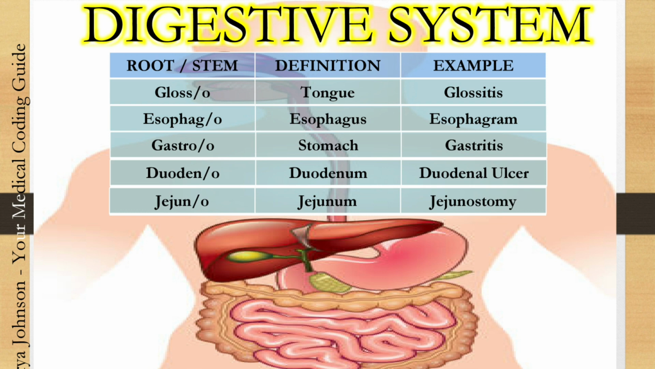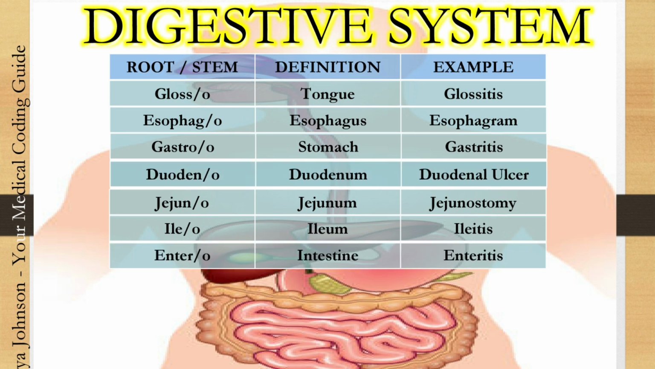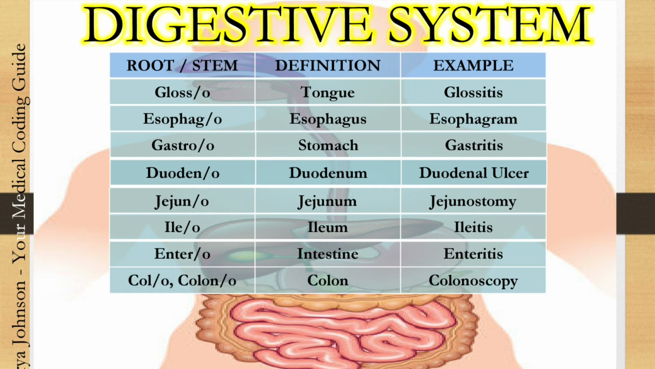Example for jejunum is jejunostomy. Ostomy means artificial opening, so an artificial opening in the jejunum. The next one is ileo, which is ileum. Example, ileitis, which means inflammation of the ileum. The next one is entero, which means intestine. Example, enteritis, inflammation of the intestine. The next one is colo or colono, which means colon. Example, colonoscopy, the examination of the colon.